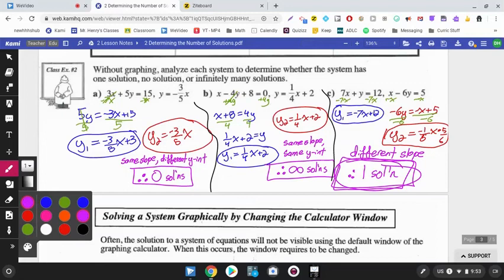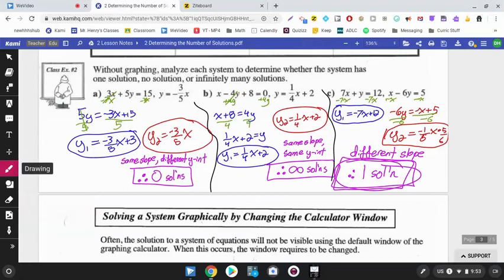So that's the kind of question I'd ask. I'd say, hey, here's a system. How many solutions do you have? And we can go from there.